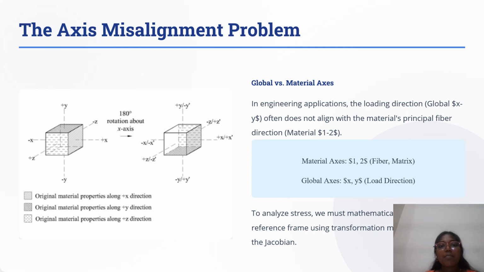The axis misalignment problem. Global versus material axis. In engineering applications, the loading direction, global x and y, often does not align with the material's principal fiber direction. Material axis 1 and 2, fiber matrix. Global axis X and Y. Load direction. To analyze stress, we must mathematically transform the reference frame using the transformation matrix given by the Jacobian.